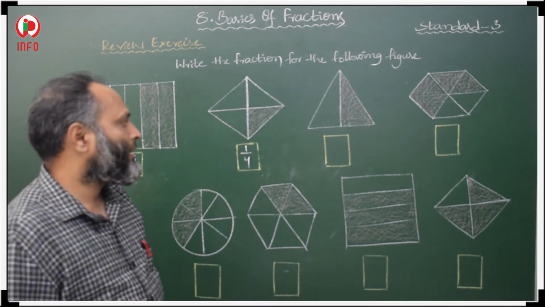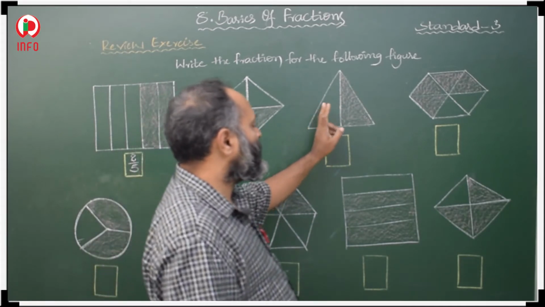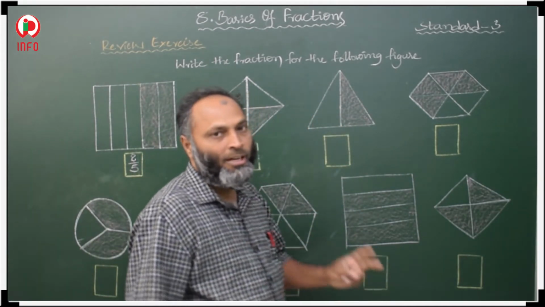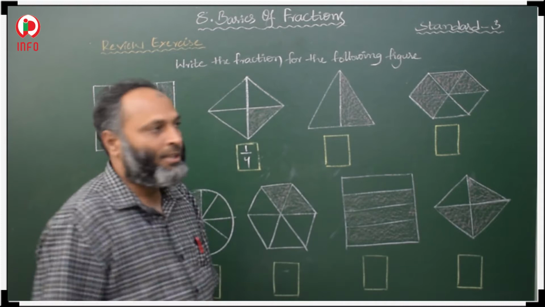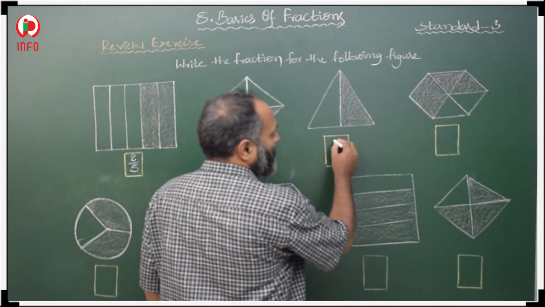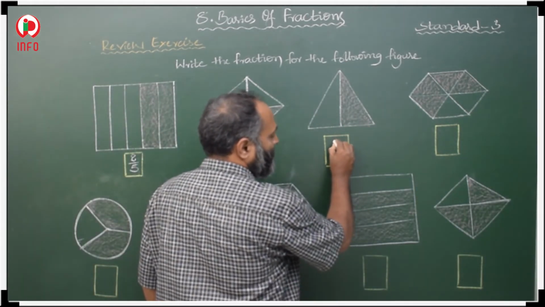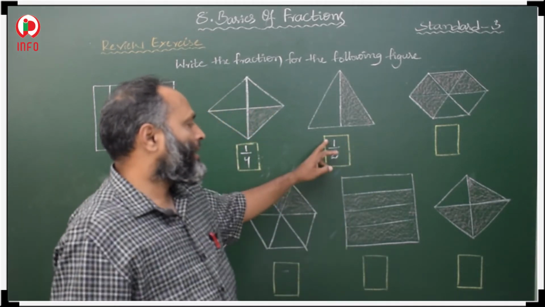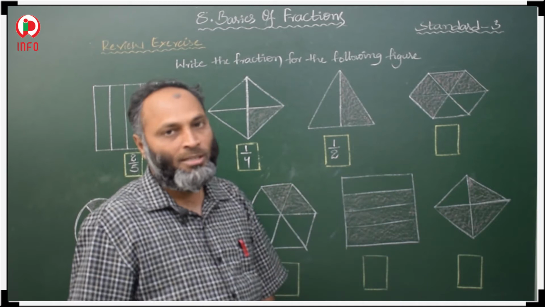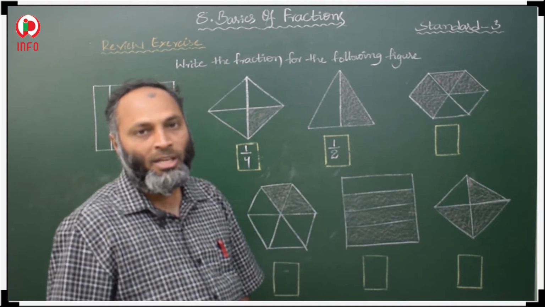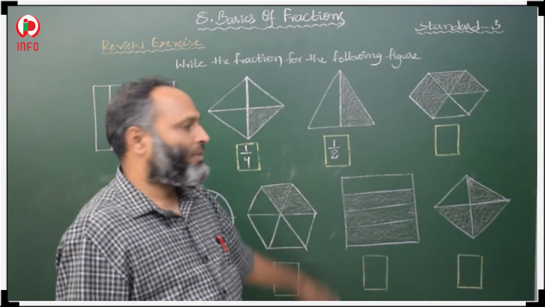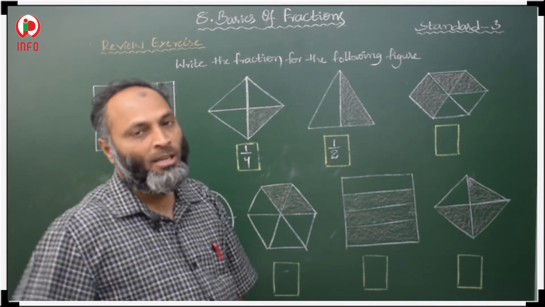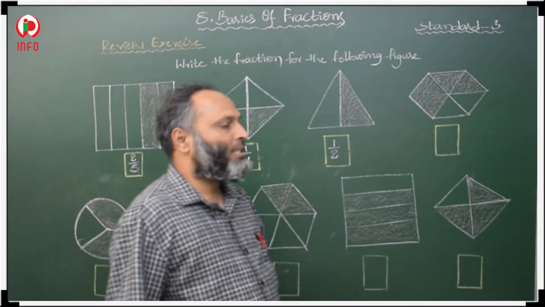Next, this triangle is divided into 2 equal parts. How do we represent it? In 2 equal parts, one part is shaded, so 1 divided by 2. The number of parts we shaded, divided by the total number of parts, which we write in the denominator. So this is 1/2. 1/2 means half. Half of the part is shaded.